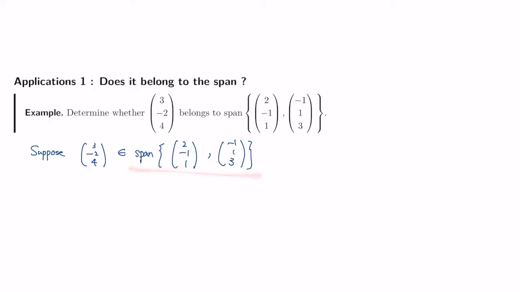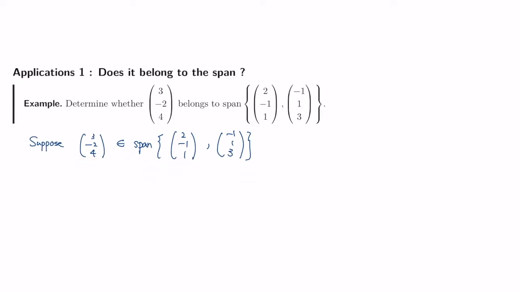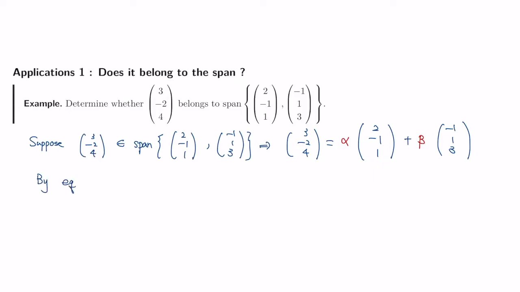And then saying that this vector belongs to the span means that (3, -2, 4) equals a linear combination. It looks like this: alpha times (2, -1, 1), plus beta times (-1, 1, 3). And then by equating the coordinates, we obtain a system of equations.